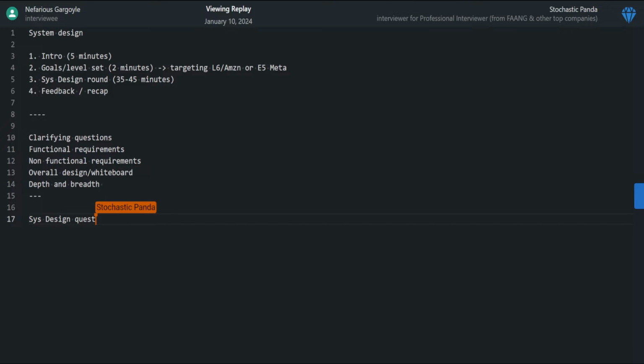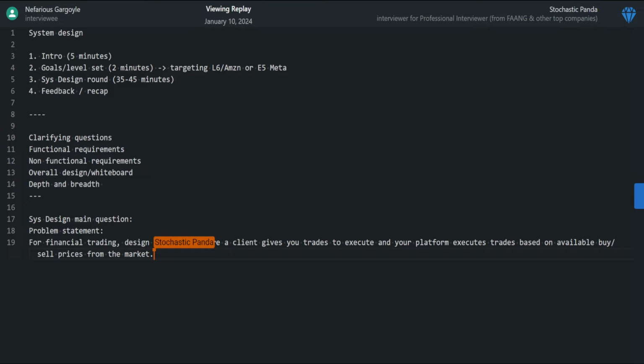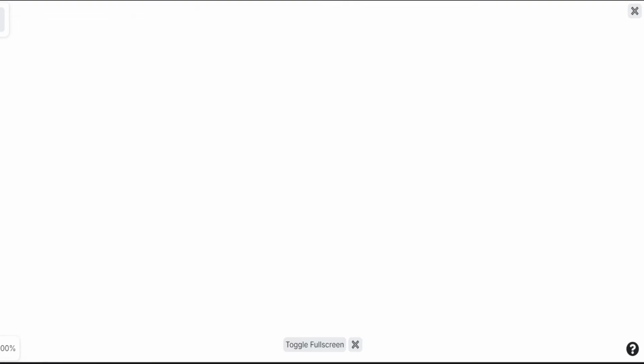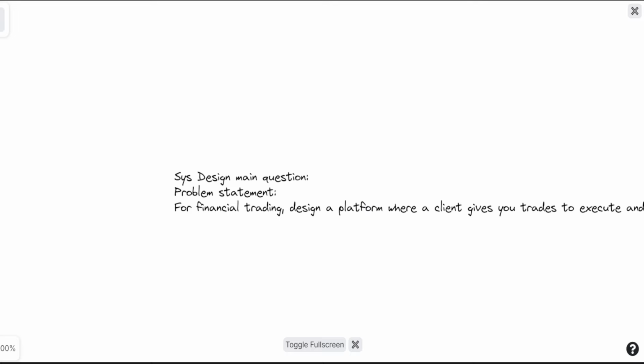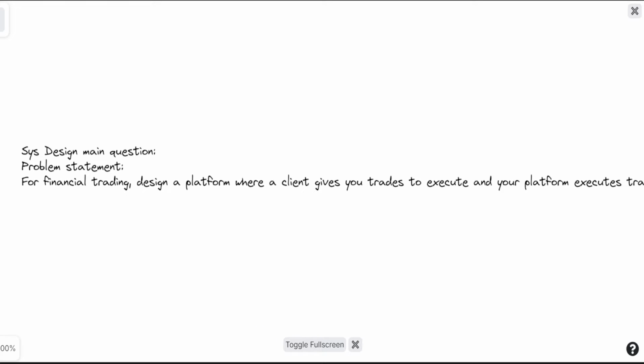So here's our system design main question. Here we go. Take some time to read it, and we can get started. Would you be okay if I actually copy this and bring it to the whiteboard? Sure. Usually I think it's easier to just put everything on one page.